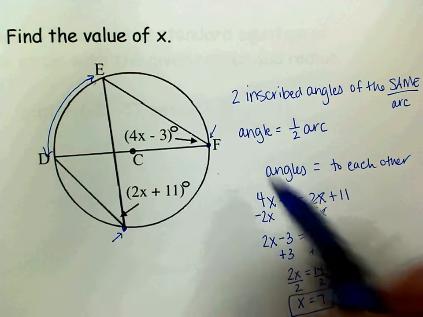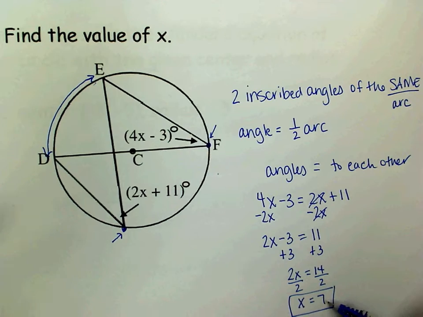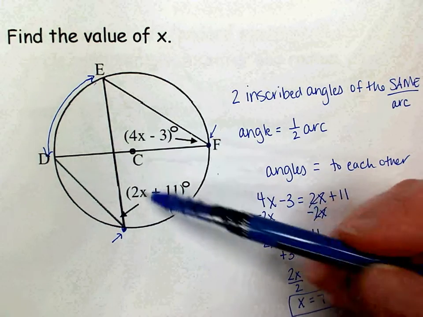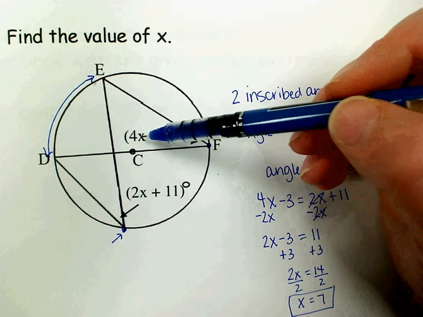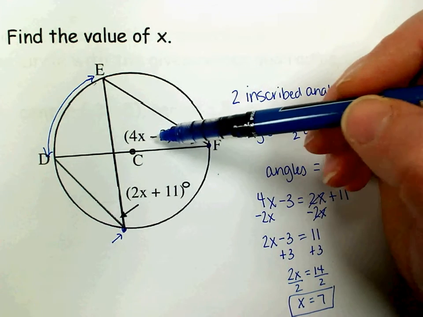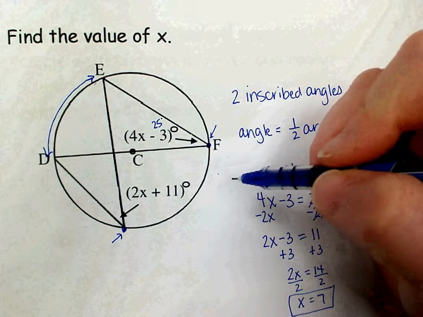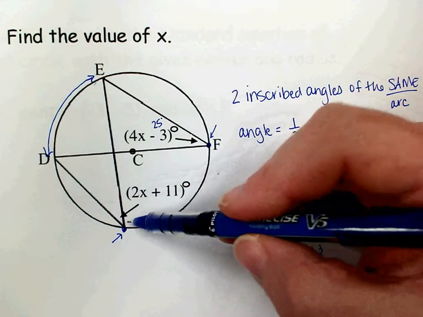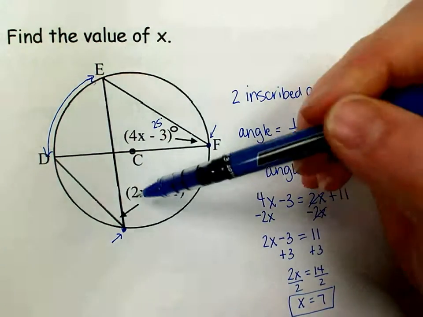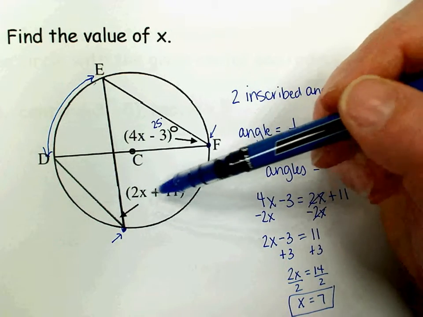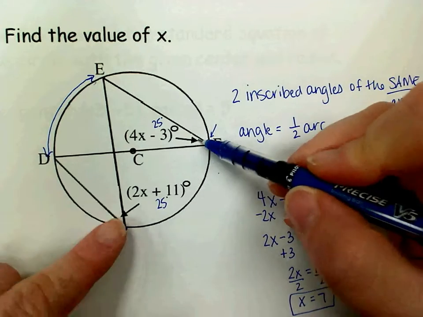That's our answer. That's what it's asking for, the value of x. But you can check to make sure it's correct by putting the 7 in for x in both of these expressions. 4 times 7 is 28, and 28 minus 3 is 25. So angle F is 25 degrees. Remember, it has to be the same for this angle since they're equal to each other, but let's make sure it is. 2 times 7 is 14, and 14 plus 11 is, again, 25 degrees. So these angles are both 25 degrees.